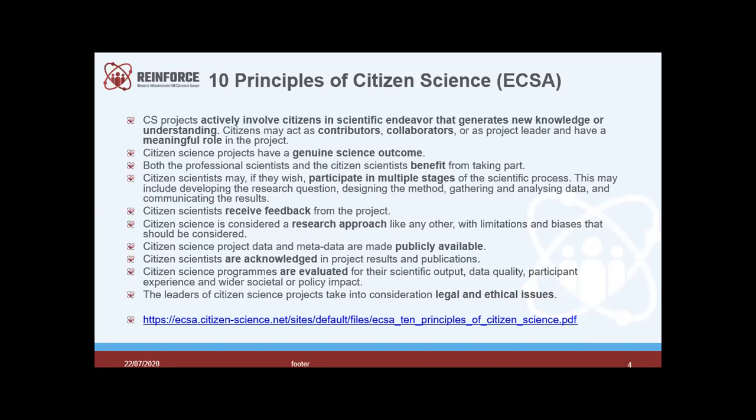Of course, I had prepared a Mentimeter to collect exactly this. So hold on for one second. Let me just finish with the principles of citizen science, keeping in mind and thinking about how this can also be applied in the classroom.